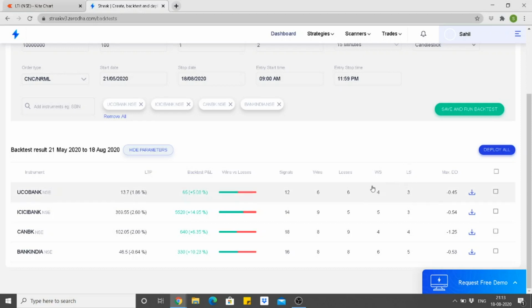Our winning streak and our losing streak, on the other hand, tell us about how many trades back to back have been won or lost by the strategy on a particular stock.